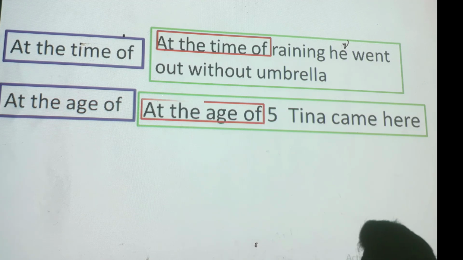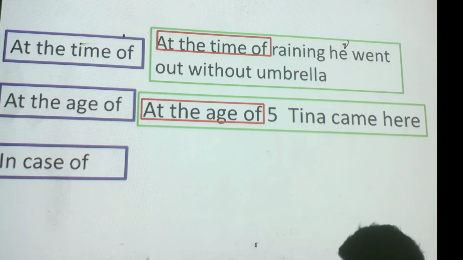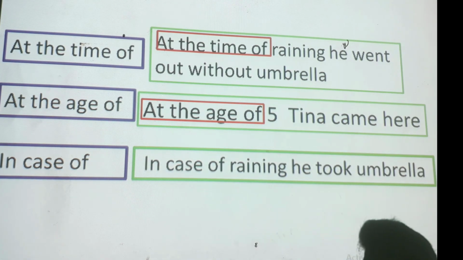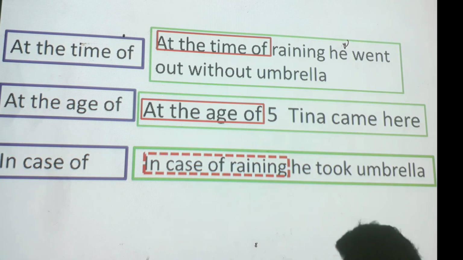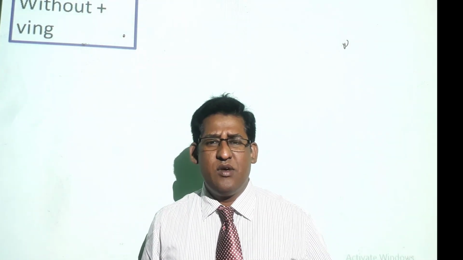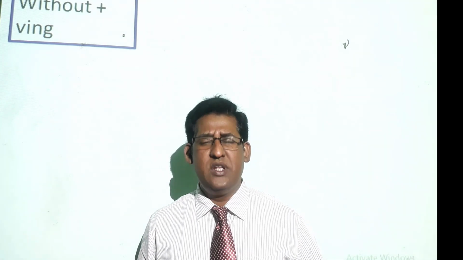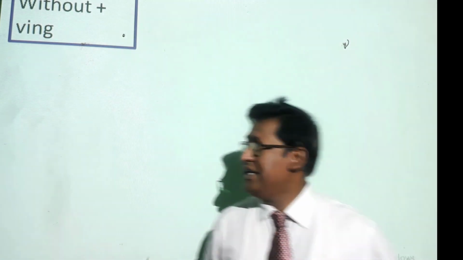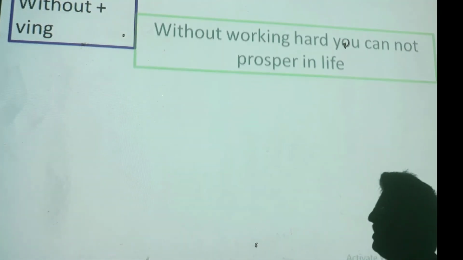Next example, "in case of." When you will see "in case of" at the beginning of the sentence, the sentence will be simple sentence. Look, in case of raining; after "in case of," verb will be ing form. Look, another example, "without" plus verb ing. When you will see at the beginning of the sentence "without" plus verb ing, then you will see the sentence will be simple sentence.